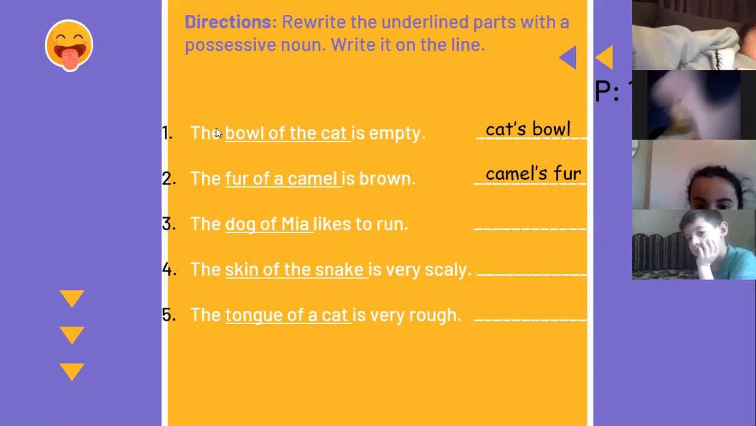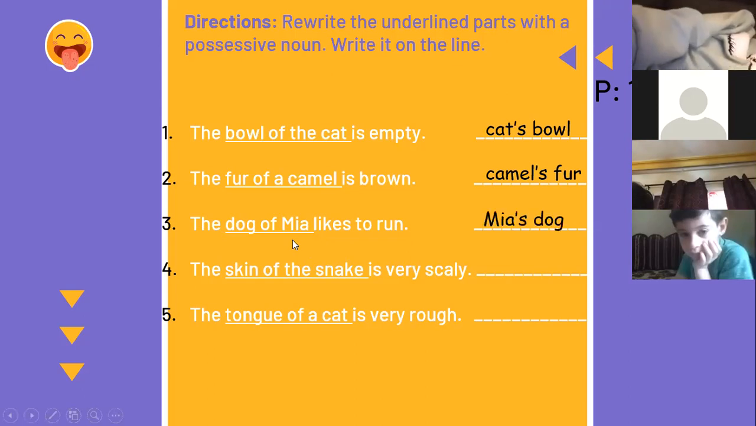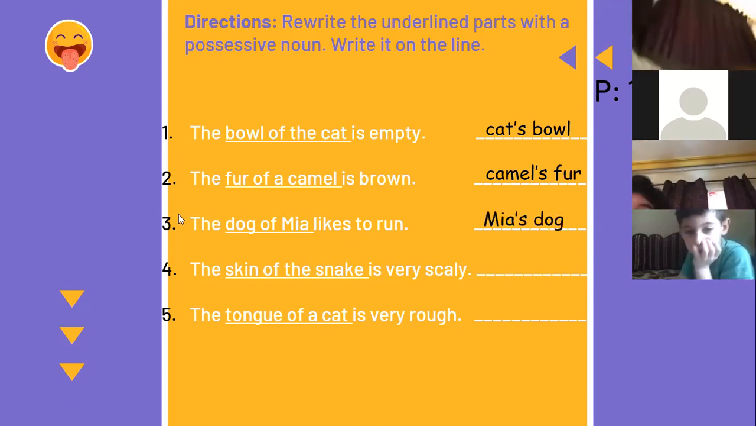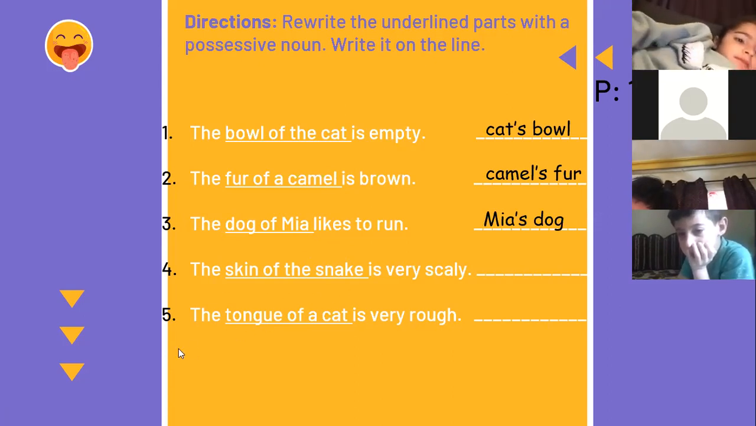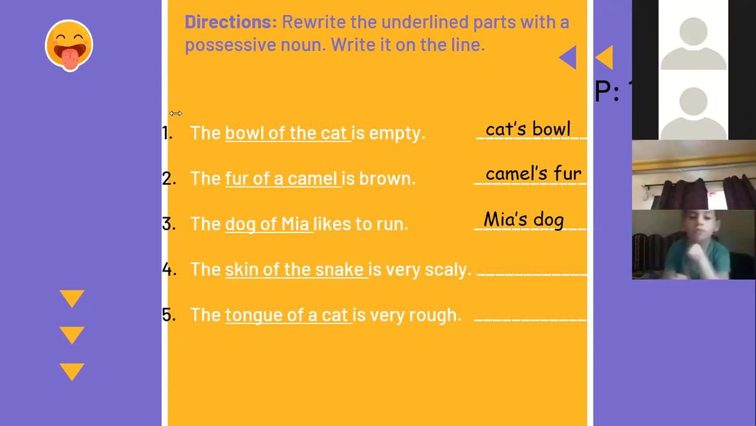Lin Sufa, number 3. The dog of Mia likes to run. Mia's dog. Because Mia owns the dog, right? Right. Mia's dog. Okay, number 4, I want Alice. Alice, solve number 4. The skin of the snake is very scaly. Okay.